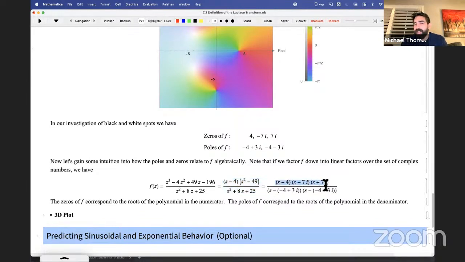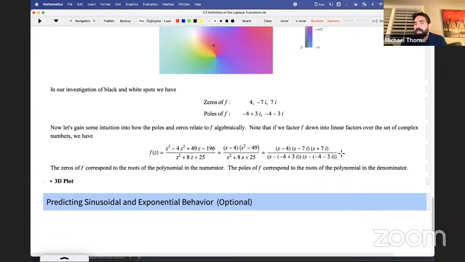Okay, so if you look at the numerator, the s squared minus 49, normally you can't factor that over the reals, but over the complex numbers, we've got 7 minus i and 7 plus i. If you multiply those together, you'll get s squared minus 49. And if you factor the denominator using the quadratic formula, you get negative 4 plus 3i and negative 4 minus 3i for the roots. So those are the factors. But take a look.